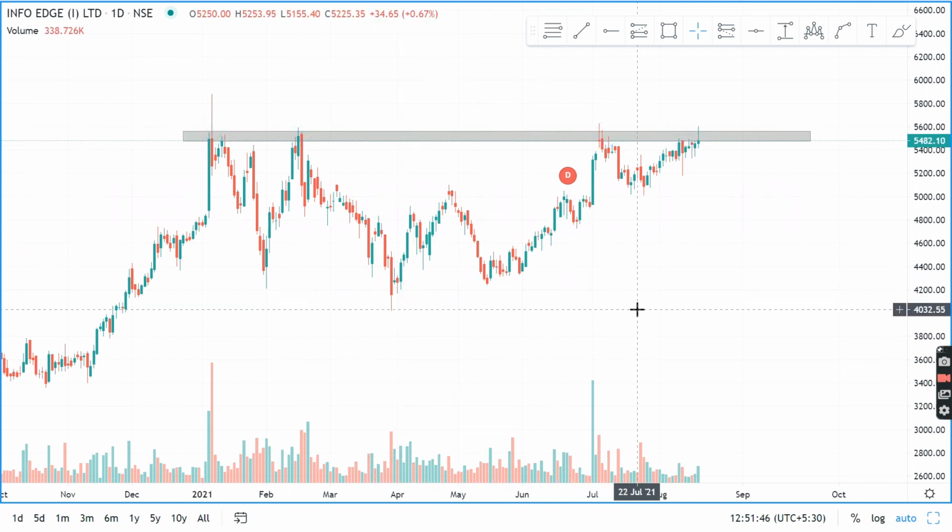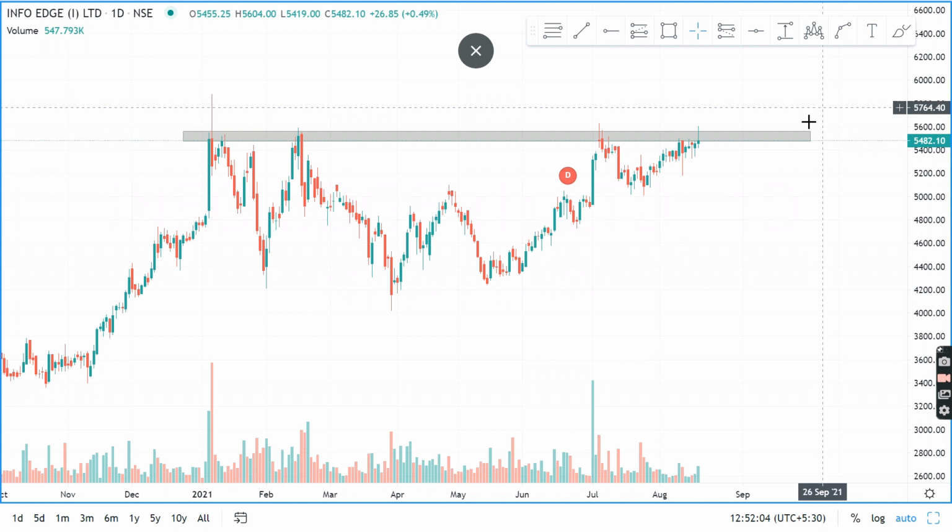And this is the basic theory of the stock market, guys. Whenever a support or a resistance is tested more times, it eventually gets weak, and the probability of it giving a breakout or a breakdown is quite high. So that's the second thing.